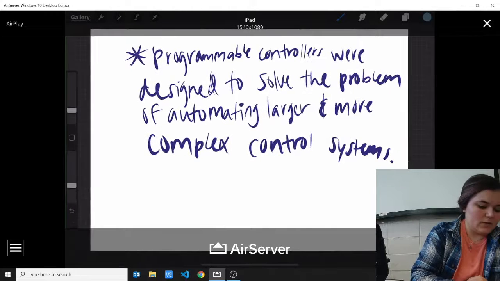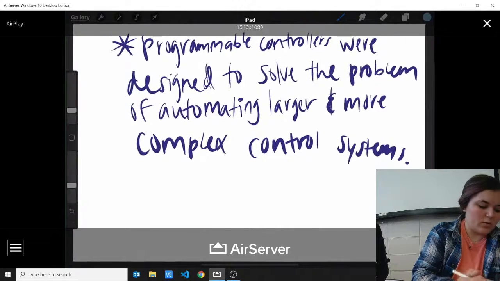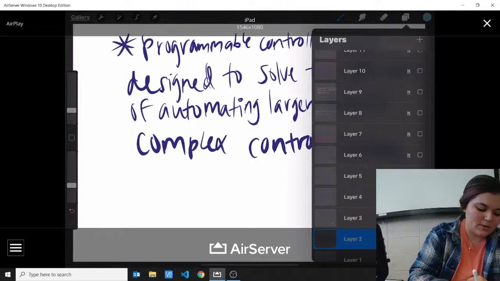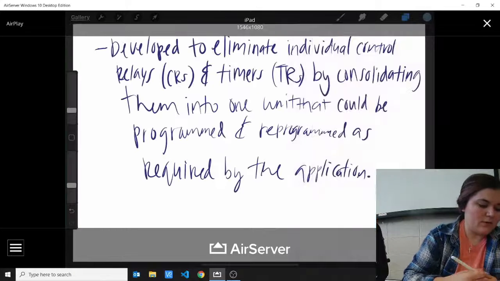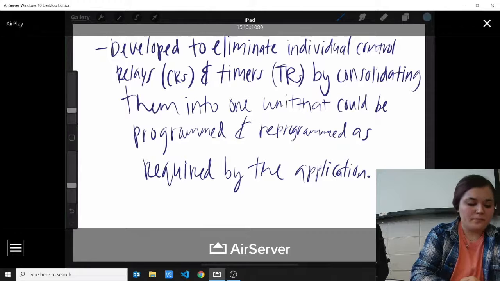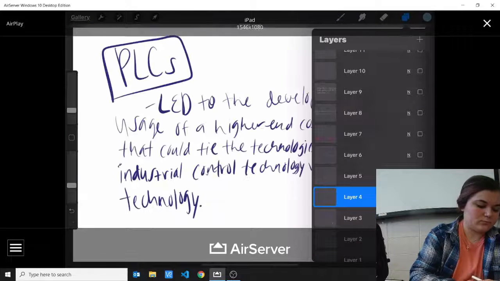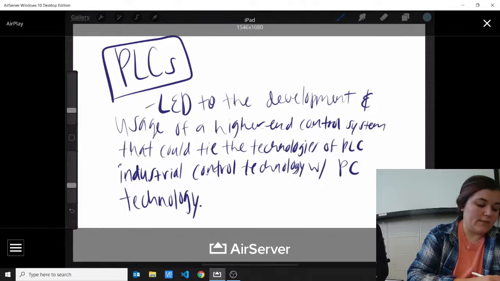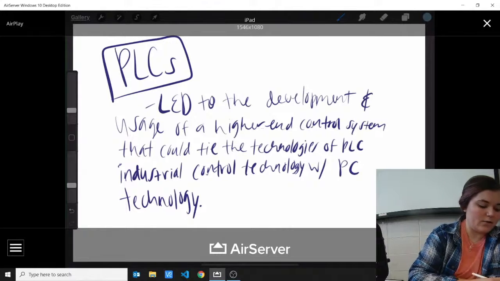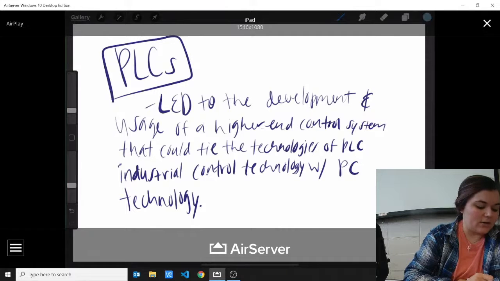They were designed to solve the problem of automating larger and more complex control systems. They were developed to eliminate individual control relays and timers by consolidating them into one unit that could be programmed and reprogrammed as required by the application. PLCs led to the development and usage of a higher end control system that could tie PLC industrial control technology with PC technology.